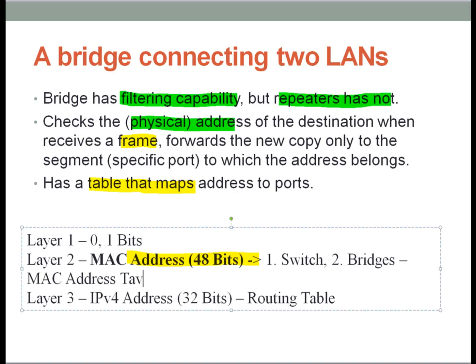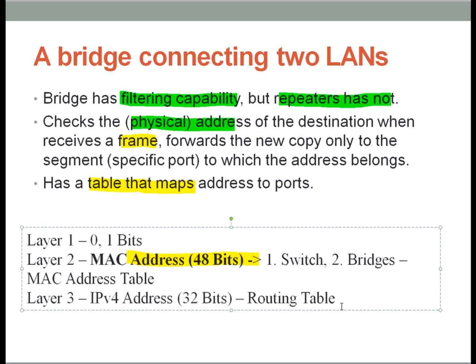MAC address table. Okay, so these are the important things everybody should know. A networking student must be very clear about this: layer 3 routing table, layer 2 MAC address table, layer 3 IP address, layer 2 MAC address, and layer 3 routers and also switches available here.